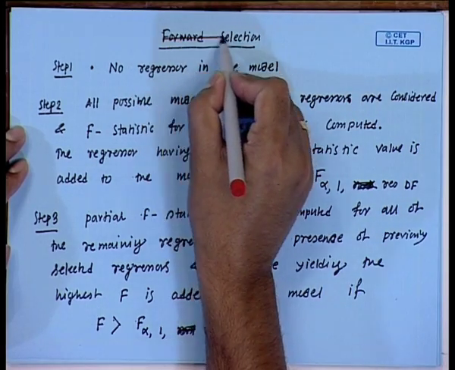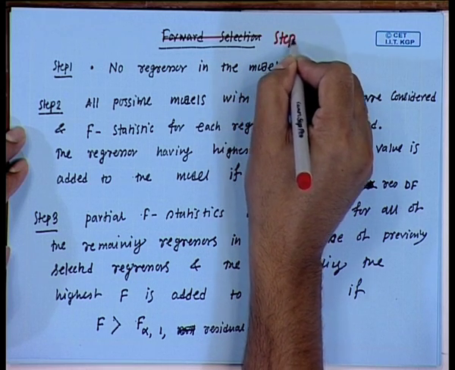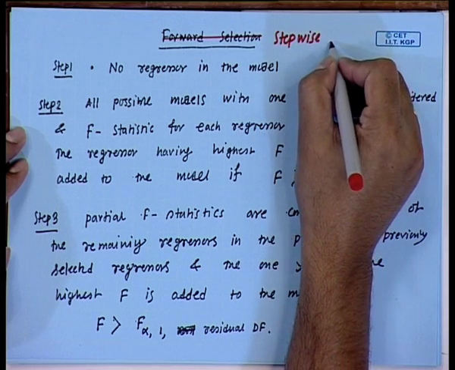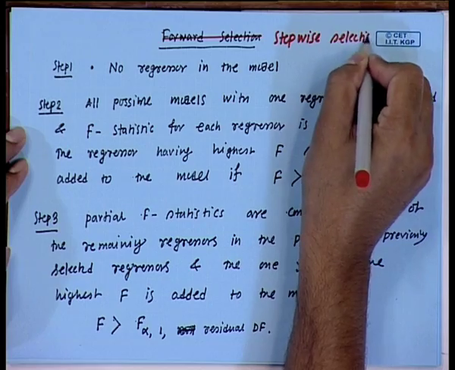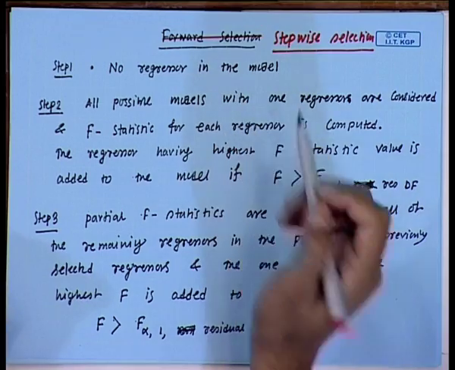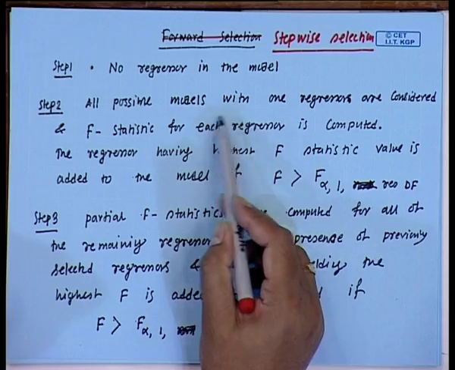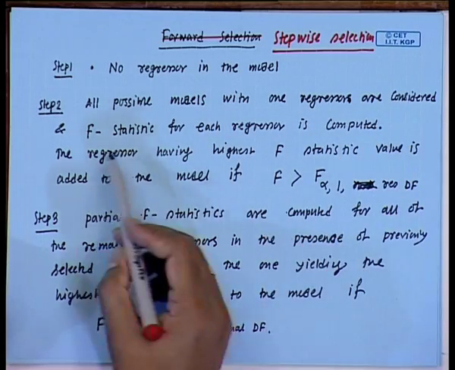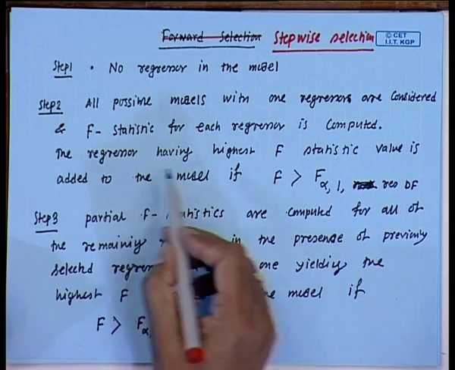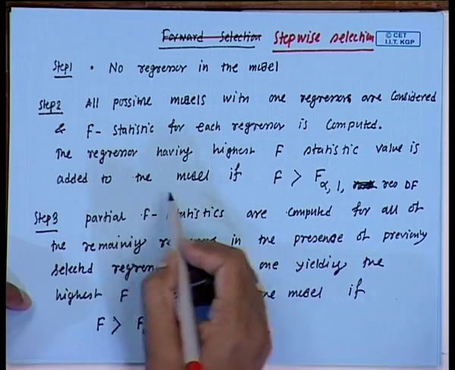Now I am talking about stepwise selection. I will modify this algorithm. Here also we start with no regressor in the model, and then all possible models with one regressor are considered and the F statistic value is computed, and the regressor having the highest F statistic value is added to the model.